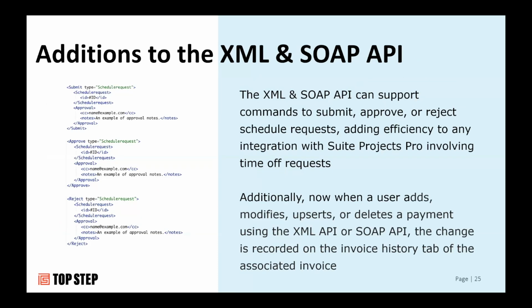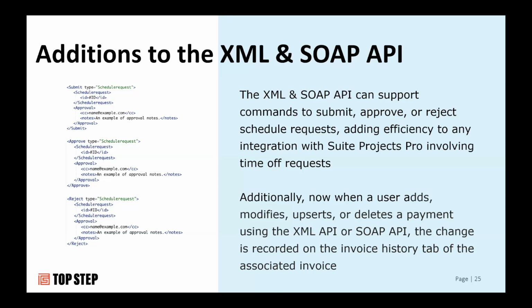Again, not that sexy, but they've added some XML and SOAP API actions that can now be taken by submitting, approving, or rejecting schedule requests. We see this a lot when we're integrating with HR systems for our customers. They want to bring in schedule requests, and then they want to be able to submit those for approval potentially, and we normally can't do that. This gives us a little more flexibility on integrating and actions we can take there.